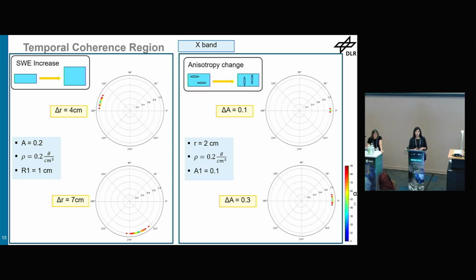The second snow change would be an anisotropy change. So now the snow depth and density are set to constant values, and the initial anisotropy is set to 0.1 and then increased. In the plot you can now see less of an effect on the absolute phase, but more of an effect on the extent of the coherence region.